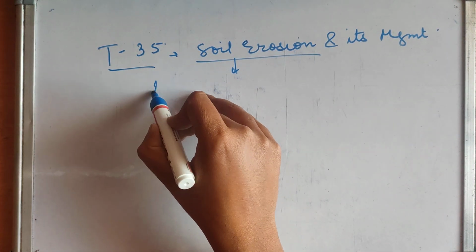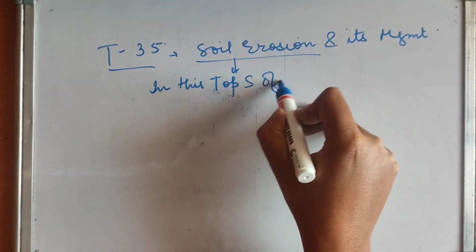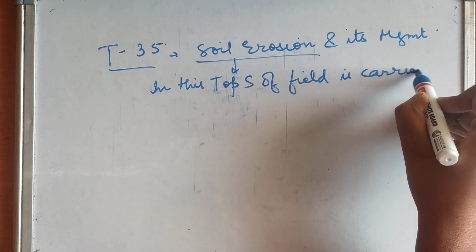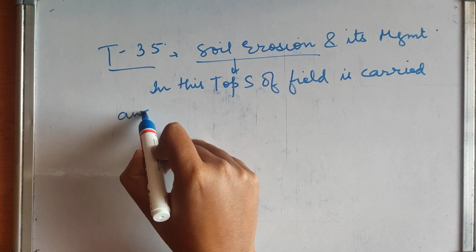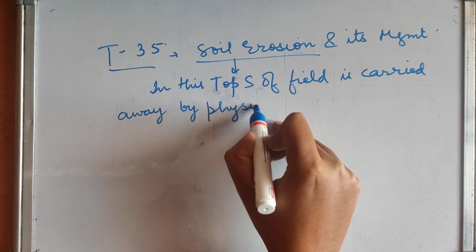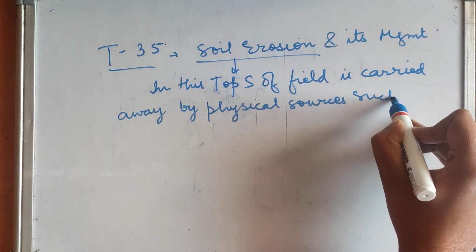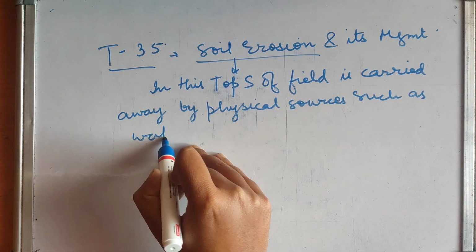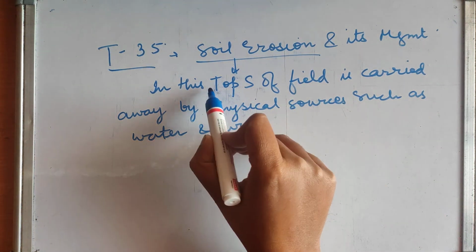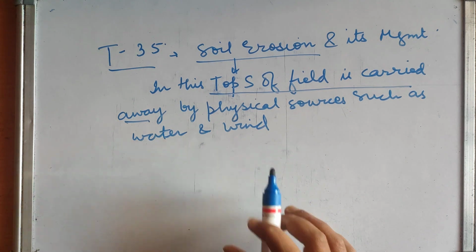In this, the topsoil of a field is carried away by physical sources, such as water and wind. So what is soil erosion? Here the topsoil of the field is carried away due to physical sources such as water and wind.